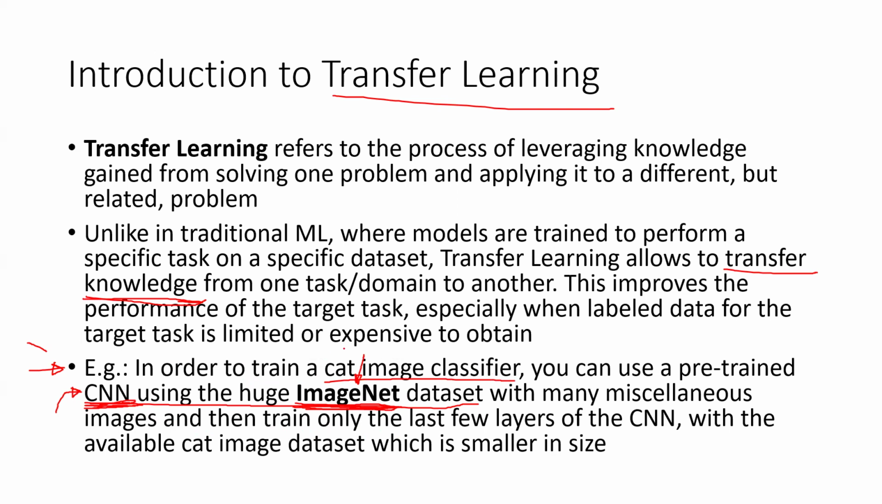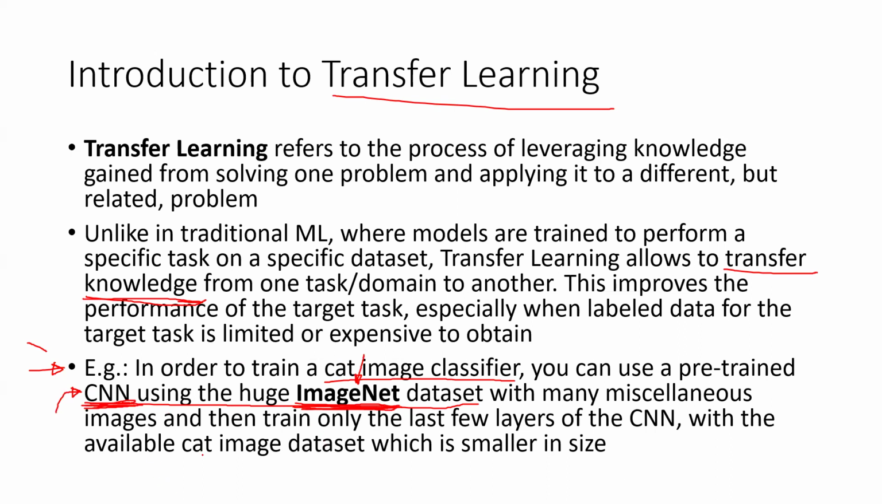With a little amount of cat images and within a small time, right? Instead of training for hours, days, or months, you can simply do it within several minutes or hours by using this already trained ImageNet convolutional neural network, which you can download from the internet. So that is an example of transfer learning, right?